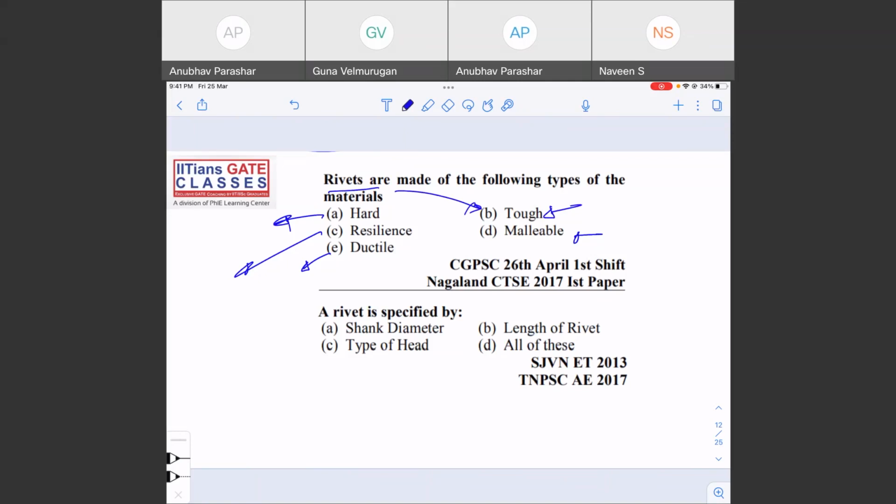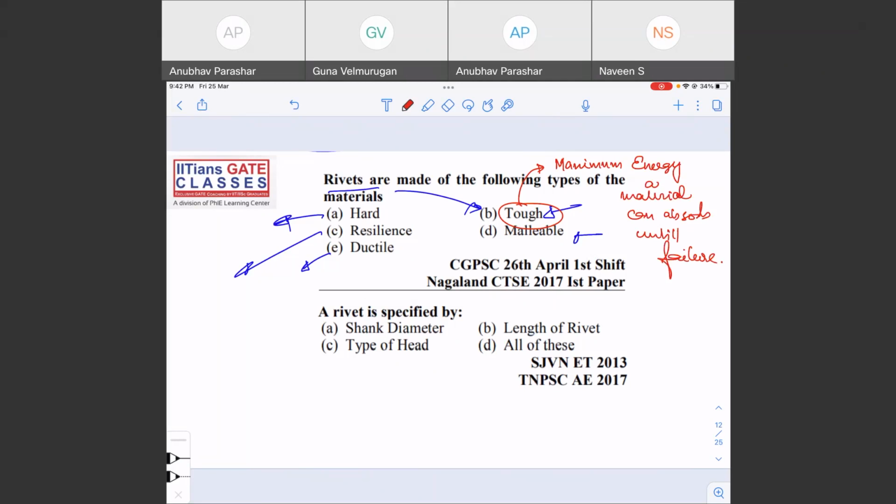Rivet toughness is also a synonym of resilience, you can say, but toughness is the maximum energy a material can absorb up till failure. Maximum energy a material can absorb until failure.